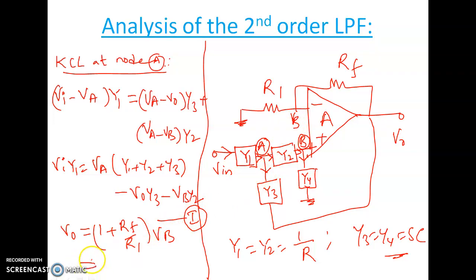So from this, I am considering this with the passband gain as A0. So directly Vb is equal to, can I write V0 by A0? Okay, so this is the final expression we will be getting for Vb. Now you substitute Vb in equation 1. Okay, so let me go to the next slide.